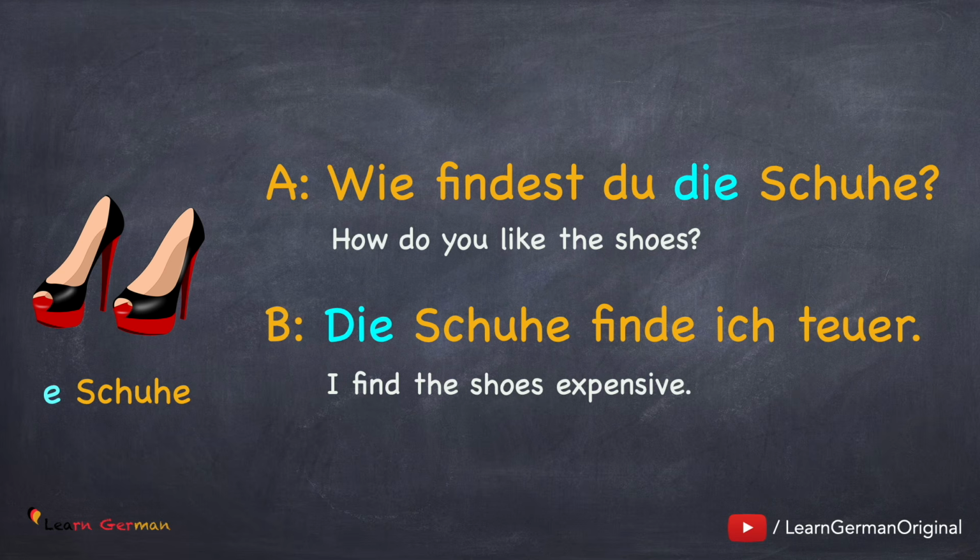Another thing that I would like to tell you here is that the accusative object can also be at the beginning of a sentence, just like in the sentences we did. Die Schuhe finde ich teuer. In this case, die Schuhe is the accusative object and it remains in the first position. The verb will always be in the second position.